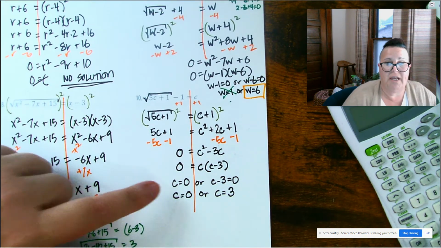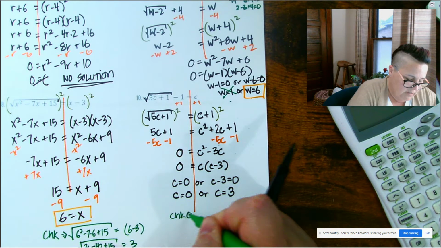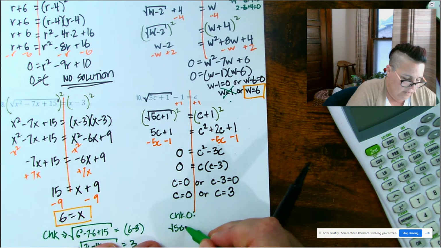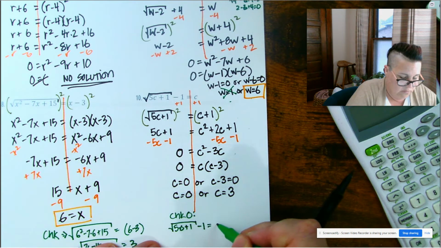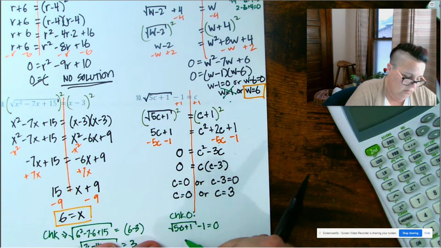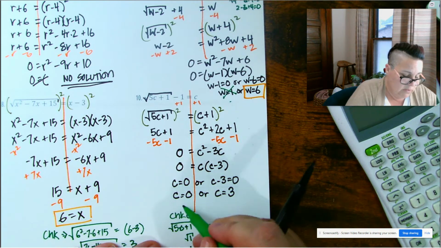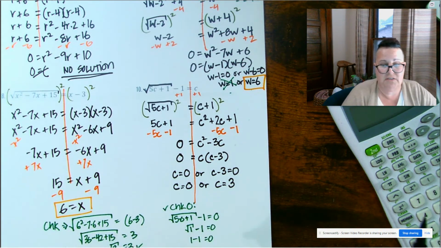Now we want to check both of them because it could be they don't both work. Let's check the 0. That's going to be the square root of 5 times 0 plus 1, minus 1, is equal to 0. So I have the square root of 1 minus 1 equals 0, or 1 minus 1 is equal to 0. So the 0 for sure works. That one worked just fine.